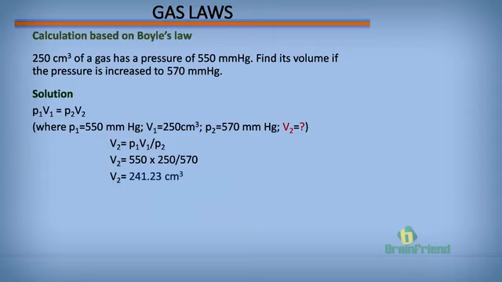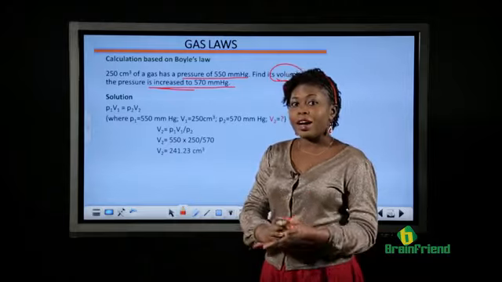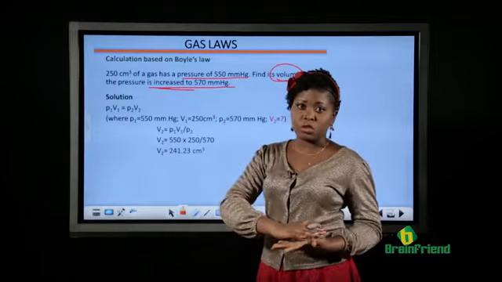Now let us see a calculation based on this Boyle's law. Now suppose you have 250 cm cube of a gas with a pressure of 550 millimeter mercury. Now find its volume if the pressure is increased to 570 millimeter mercury. So from what we have learned, you already know that because pressure has been increased, the calculated volume you're going to get is going to be reduced, because we say that they are inversely proportional. If one is increasing, the other one is reducing.